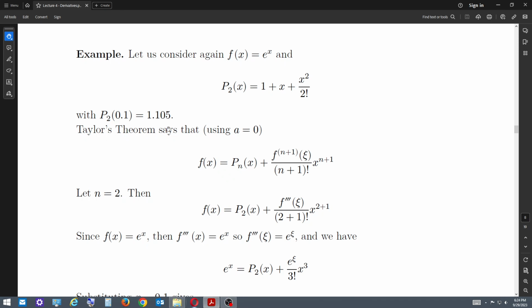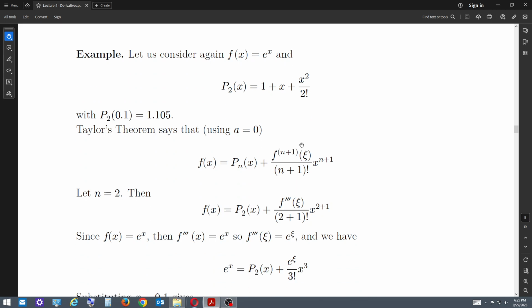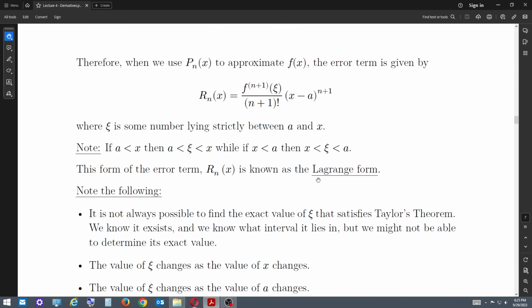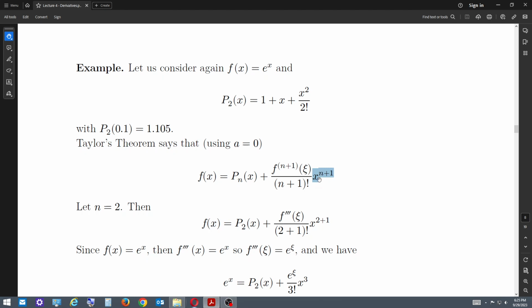Now, Taylor's theorem says that using a is 0, because this is a Maclaurin series, or the Taylor polynomial from the Maclaurin series. So using a as 0, Taylor's theorem tells us this. The only difference here is that this would have been x minus a to the power n plus 1. Now a is 0, so it's just x to the power n plus 1.